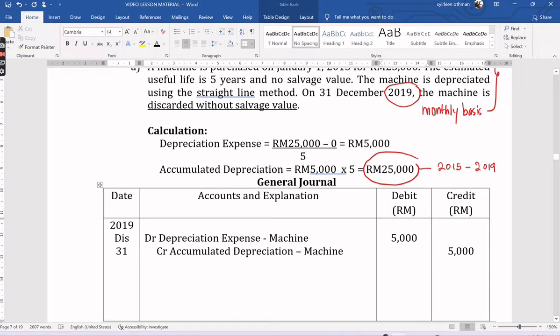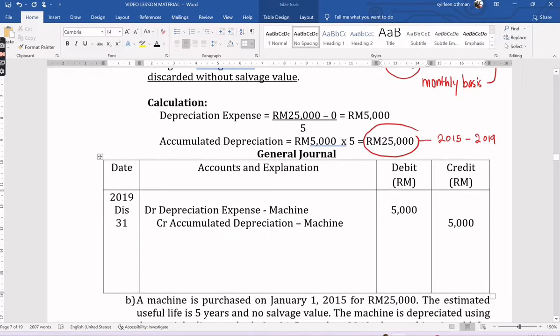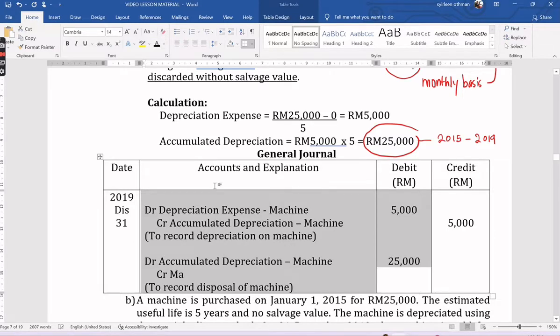So now when I want to dispose, I need to close the machine, the ledger for the machine, and automatically the contra will follow. So the contra for the machine is the accumulated depreciation account. So when we buy an asset, you will debit the asset, so the asset increases. But now I am in the process of closing the machine account. So instead of debiting, I will credit. Okay, so we discard without any payments. So we will debit accumulated depreciation and then we will credit machine.